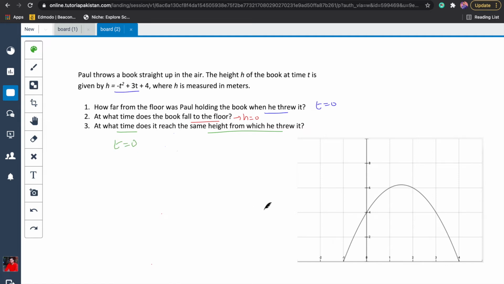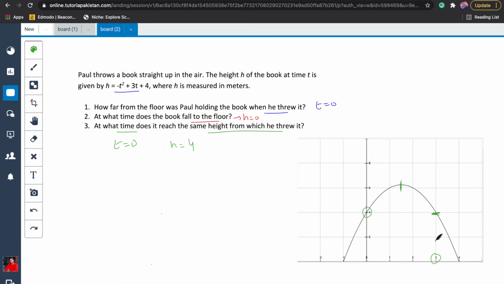When t equals 0, you need to find the height from which Paul threw the book. But t equals 0 is not our answer. At t equals 0, we know, even from the equation you can see, h equals 4. We already found this in question number 1. Now we are being asked this time when it reaches the same height again. So you see, the book is going up. From this point onwards, the book is going up. It reaches a maximum point and now it is coming back. This is the time we need to know when it reaches the height 4. And if you have a graph, you can see our answer is 3.